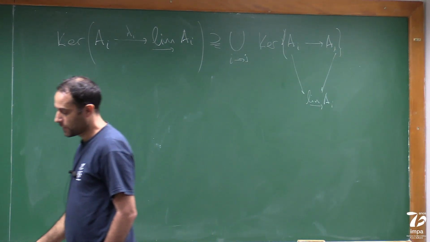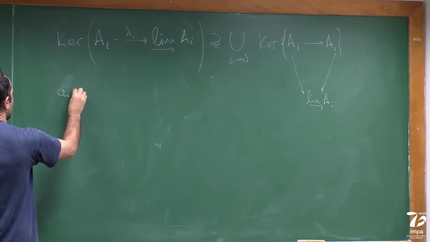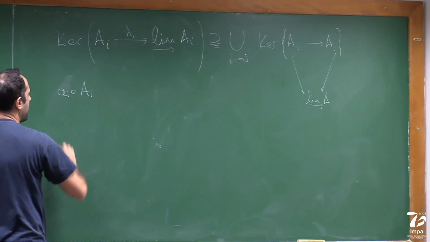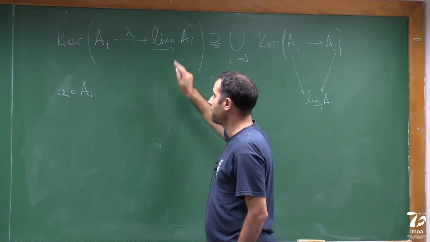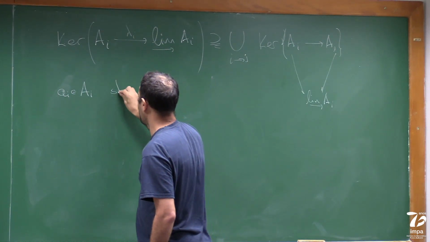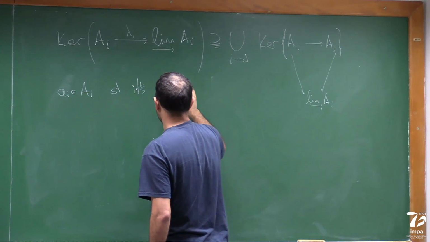Okay? All right, so I need to describe this map from A_i to that direct sum, to that colimit, and I want to take an element a_i in A_i such that when I view it in the colimit, then it's 0. Okay? Such that it's 0 in the colimit.